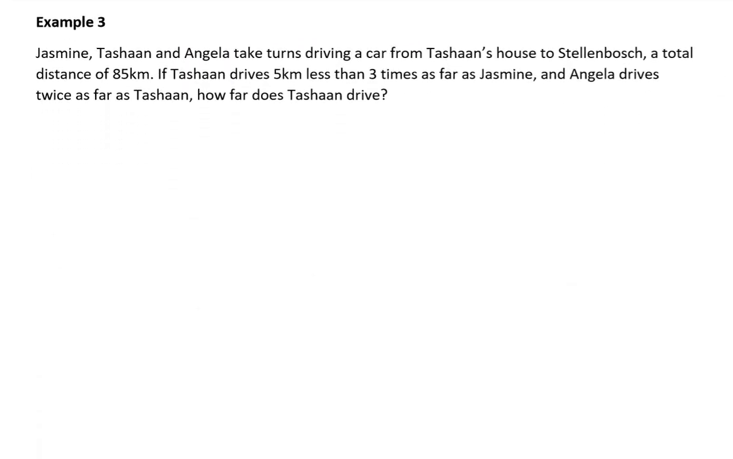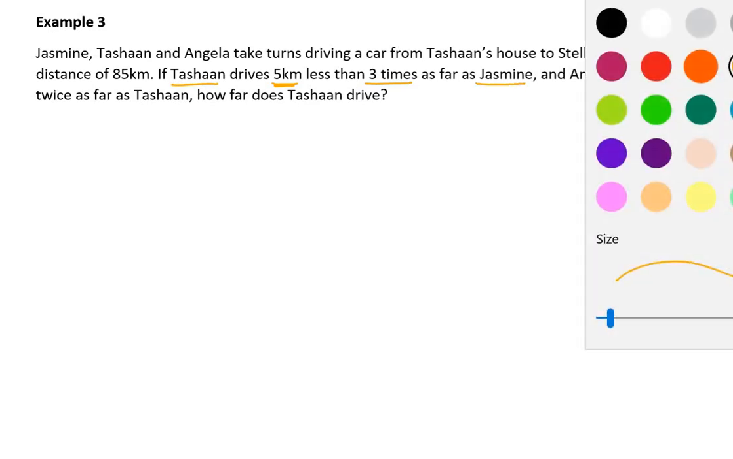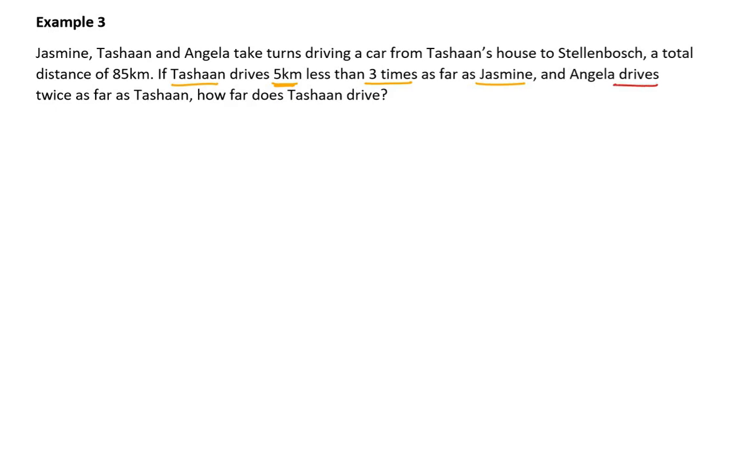Jasmine, Tashawn, and Angela take turns at driving a car from Tashawn's house to Stellenbosch. I hope they don't, because they're far too young to drive. A total of 85 kilometers. If Tashawn drives 5 less than 3 times as much as Jasmine. Okay, so Tashawn drives 5 kilometers less than 3 times Jasmine. And Angela drives twice as far as Tashawn. How many kilometers does Tashawn drive?